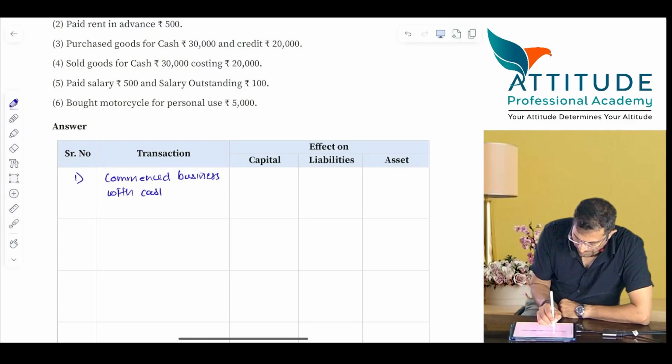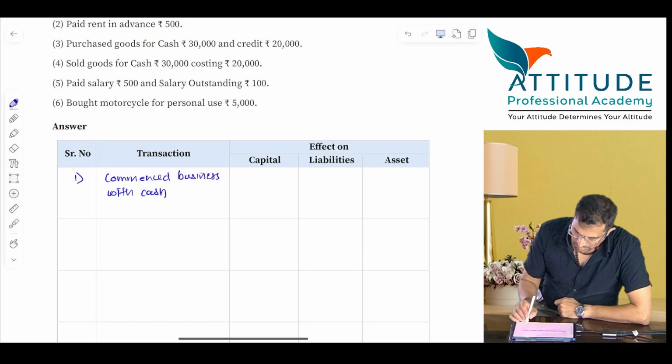Cash. So what will increase? Answer. Cash will also increase, so here it comes plus 60. Liabilities will be nil. Nil means 0. Okay, put it as 0. There is no effect on the liability.